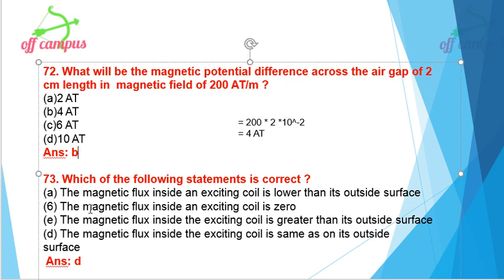Then question number 73, which of the following statements is correct? We will see one by one. The magnetic flux inside an exciting coil is lower than on its outside surface. The magnetic flux inside an exciting coil is 0. The magnetic flux inside an exciting coil is greater than on its outside surface. Last one, the magnetic flux inside the exciting coil is the same as on its outside surface. Which one is correct? Option D. The magnetic flux on the inside and outside surface is the same.